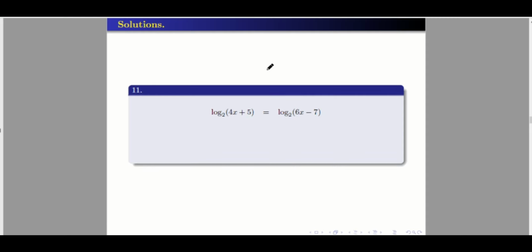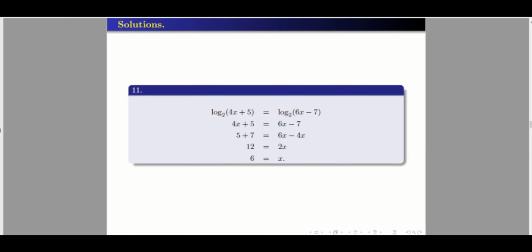Number 11, by the one-to-one property, so we have this log base 2. So we have 4x plus 5 is equal to 6x minus 7, and then transpose 7. 5 plus 7 is 12, 6 minus 4 is 2, so divide both sides by 2, we have x equals 6.